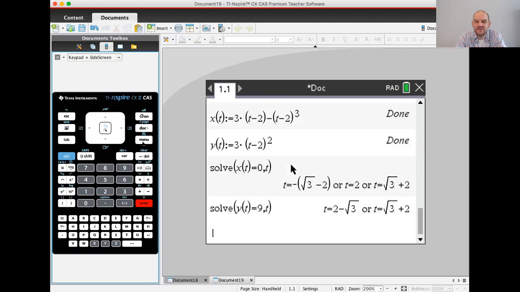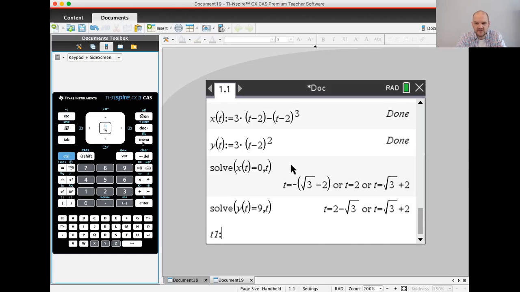And then 2 is just a time when x is equal to 0. But when x is equal to 0, y is not equal to 9. So there are 3 times that x is equal to 0. 2 of those times, y is equal to 9. 1 of those times, it is not. So the values that I want are these weird ones. They came from the quadratic formula for sure.